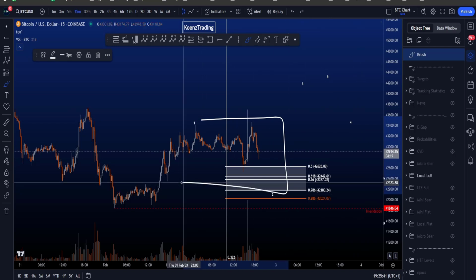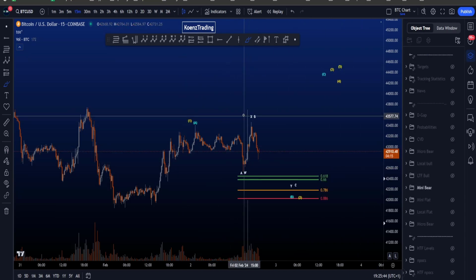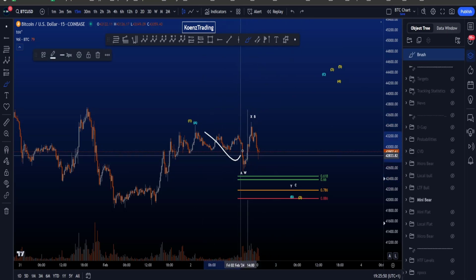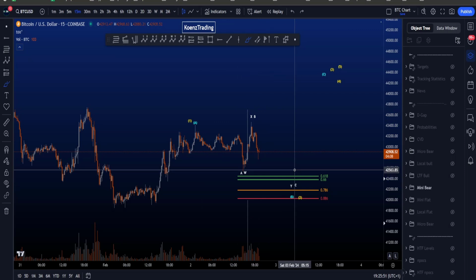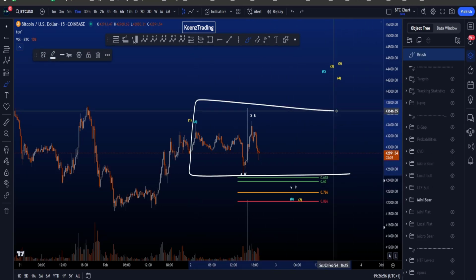Now, just like with the wave B, this wave 2 might already be finished, or potentially you are looking at an extension of this range A, B, C, or a WXY. Keeping in mind that the weekend is coming up and the weekend is known for its ranges, and this could fit with the weekend coming up.